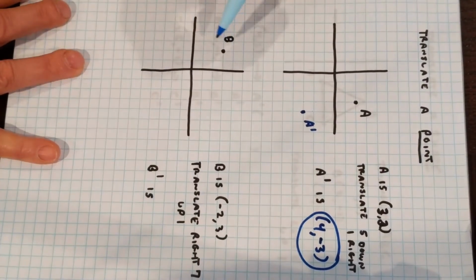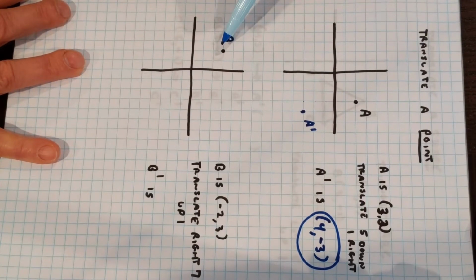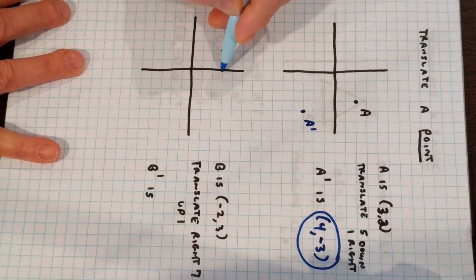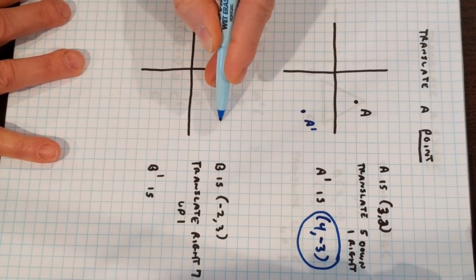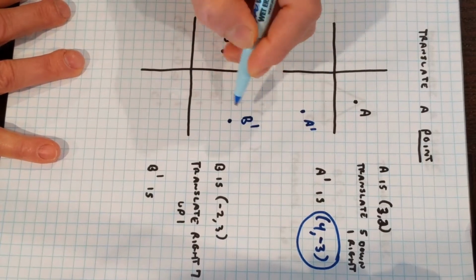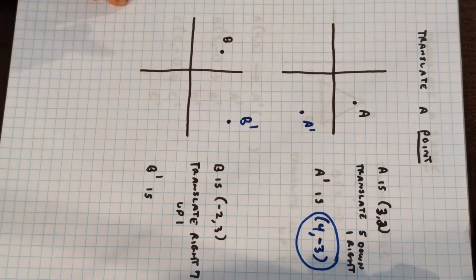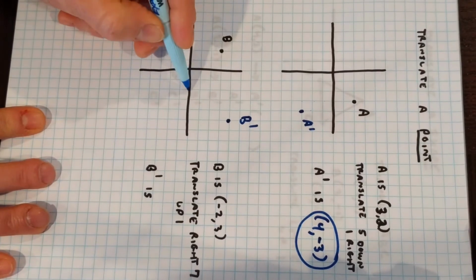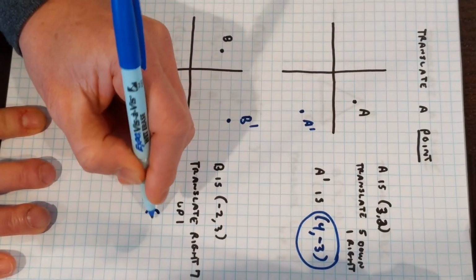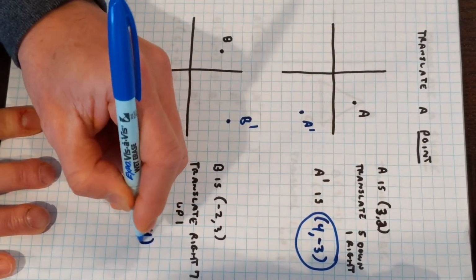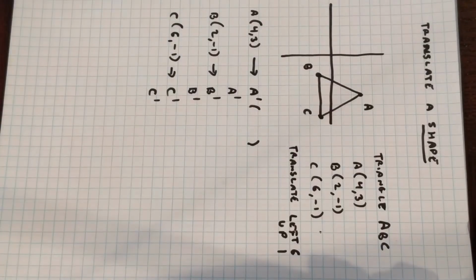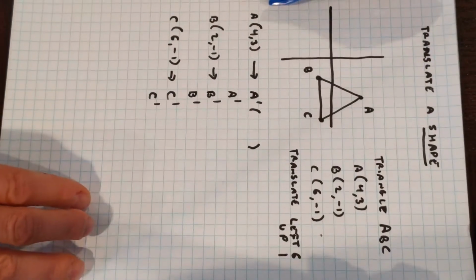Just quickly again, let's do this point here, B. B is at (-2, 3). If I translate it right 7, up 1: 1, 2, 3, 4, 5, 6, 7, up 1. The new point is B prime. That new point is 1, 2, 3, 4, 5, 1, 2, 3, 4. The new point is (5, 4). Done.